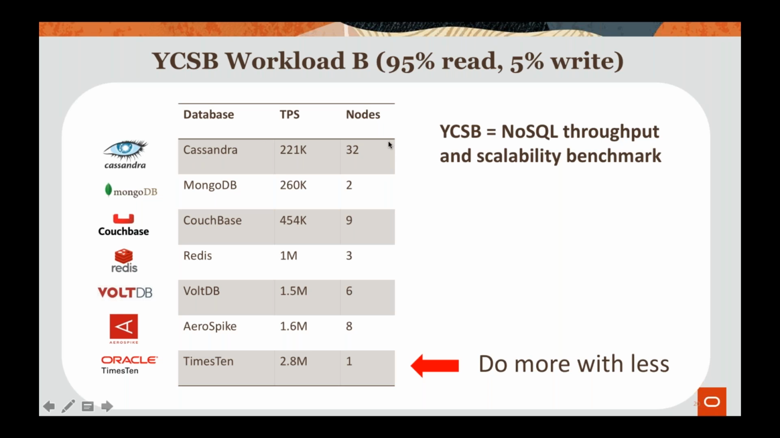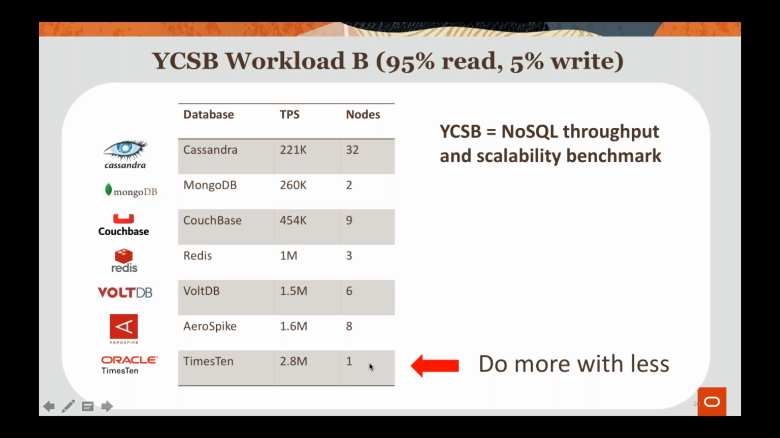So Cassandra has very good throughput, scales well, but it needed 32 nodes to do just under 250,000 operations per second. I'm not saying transactions per second, because most of these things have eventual consistency, which is a fancy word for a random number generator. So as you go down the list, you get faster throughput. You know, Aerospike did pretty well. They did 1.6 million operations per second in a cluster with 8 nodes. With TimesTen, we only needed 1 node to go faster. So that's nice. So that allows us to do more with less.